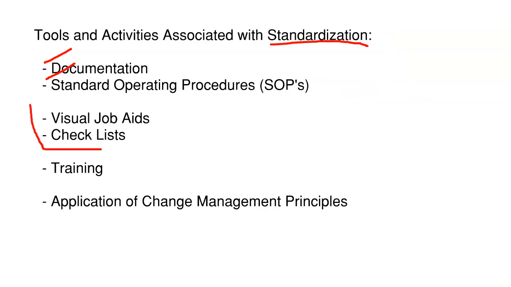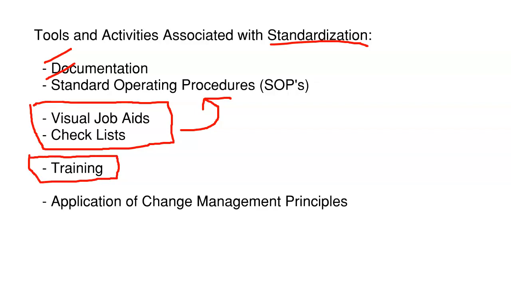I'm a big fan of visual job aids and checklists to support the activities that were created in our documentation and SOPs. Training is also an important consideration. Anytime we make a change to future state, we're going to want to make sure that we're providing people with the prerequisite skills, competencies, and knowledge of the tools that are going to be used to sustain those gains. And so we'll take a look at some training techniques. And finally, we'll wrap things up with some application of change management principles. Let's take a look at some specific examples of all of these.